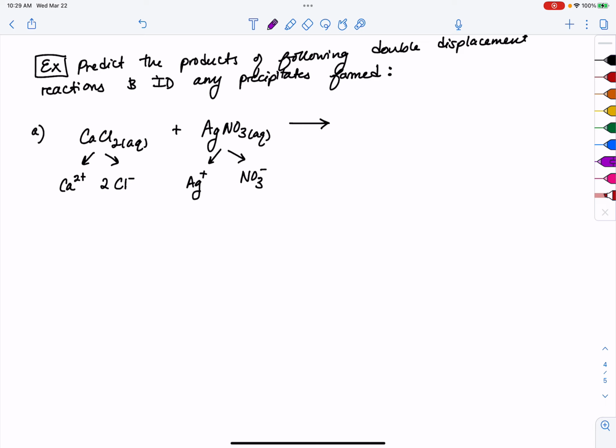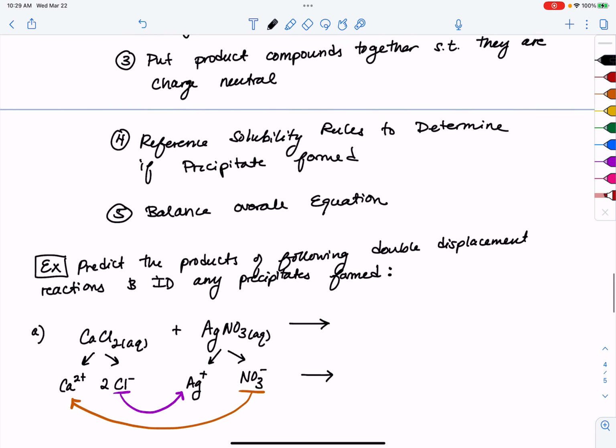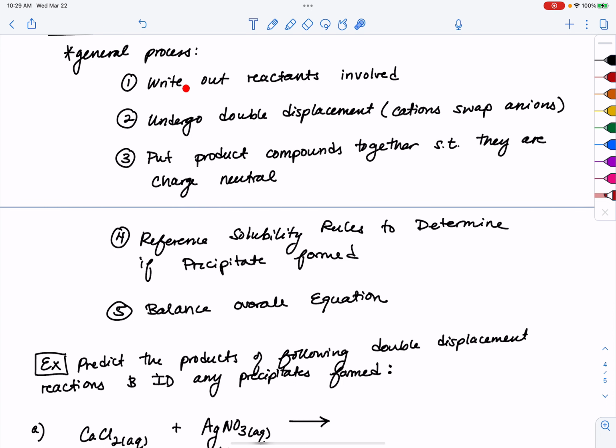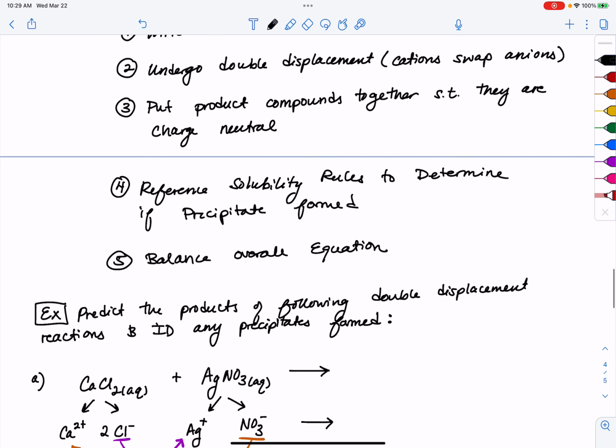So if we're going to do a double displacement, then the cations need to swap anions, meaning that the chloride needs to go to the silver, and the nitrate is now going to be coupled with the calcium. So that is our double displacement. So we have written out the reactants involved, specifically the ions that those reactants are contributing. Then we are going to swap our anions. So let's see what those compounds are.